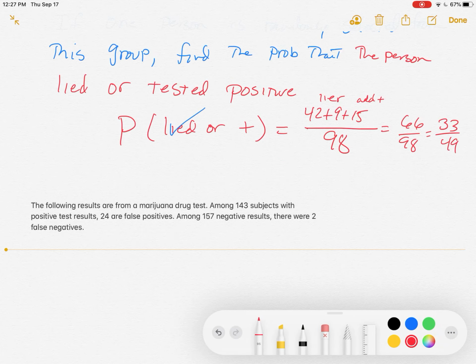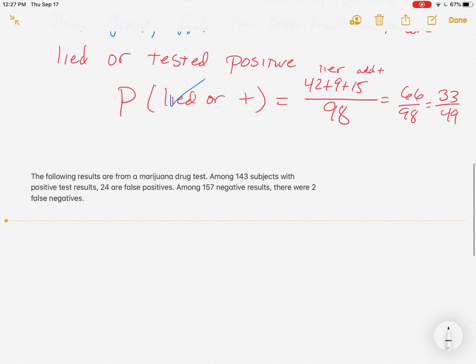So here's one for a drug use chart. The following results are from a marijuana drug test. Among 143 subjects with a positive test result, 24 are false positives. Among 157 negative results, there were 2 false negatives. Now, where did I get this? Straight from the homework, and it's there a couple of times at least.